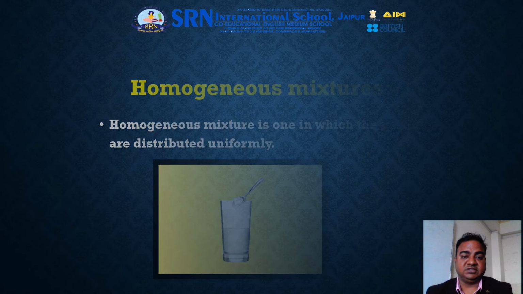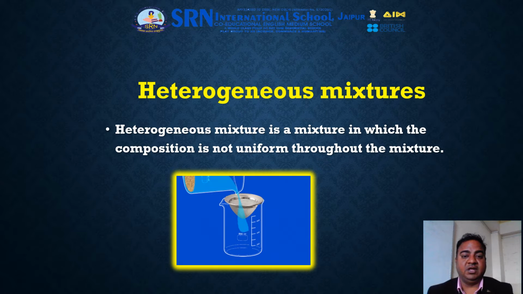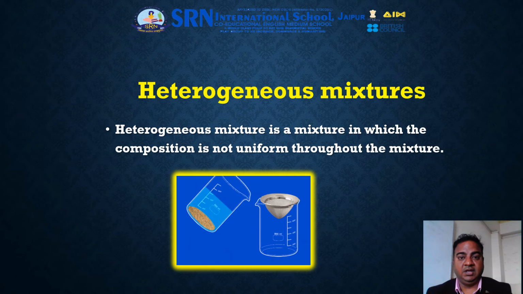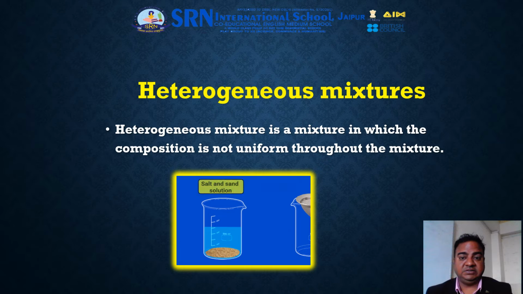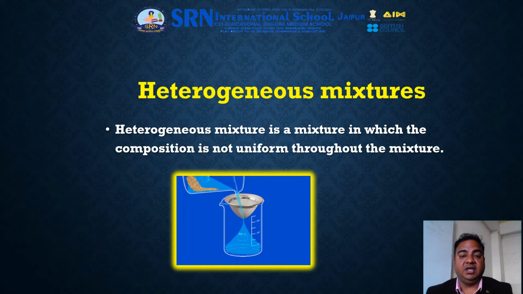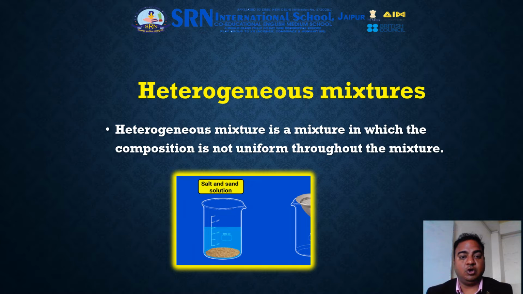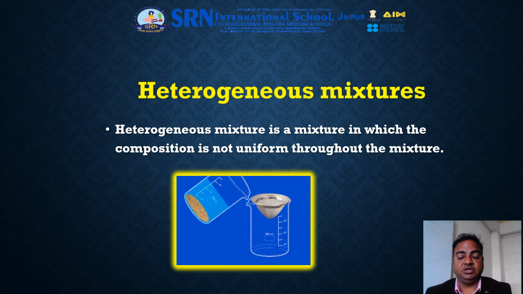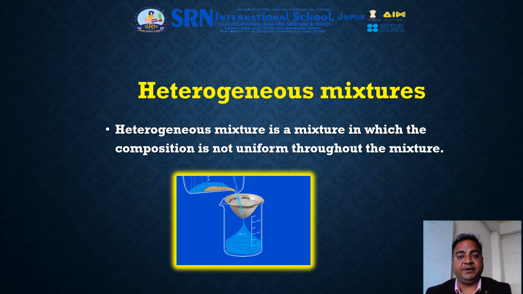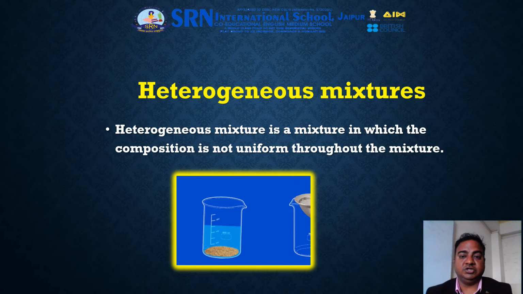Now let us discuss heterogeneous mixtures. A heterogeneous mixture is one in which the composition is not uniform throughout the mixture. Let us give an example of a heterogeneous mixture. I take some pebbles and I drop them in water. Here the pebbles are the solute and water is the solvent. Now, even if I try to dissolve the pebbles in water, the pebbles or the pieces of stones will not dissolve in water. I can easily separate these pebbles from water. So such a kind of mixture where the solute can be separated from the solvent is called a heterogeneous mixture.